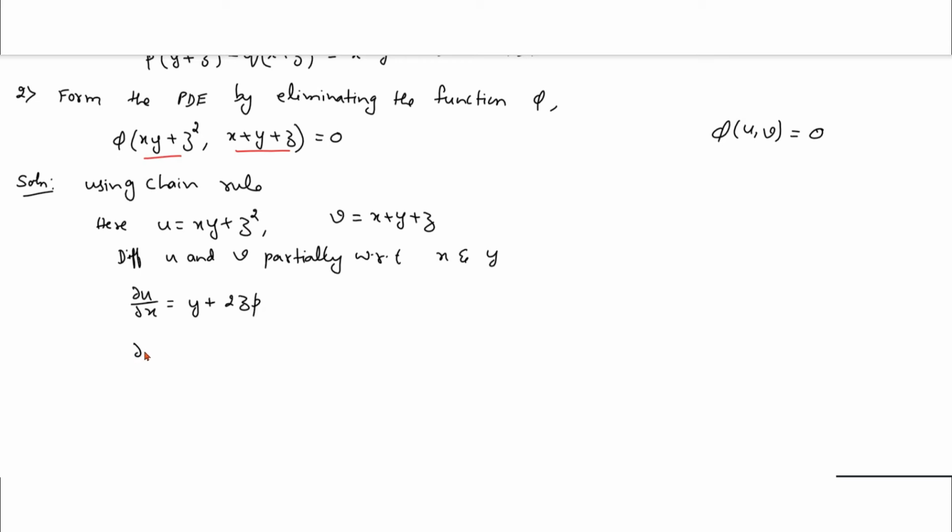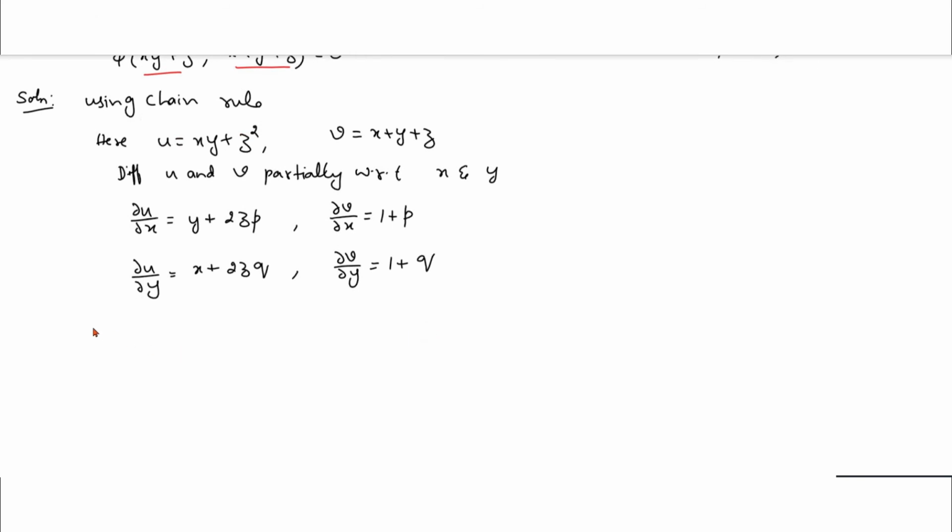Then dou u by dou y will be equal to, the differentiation of y will be 1, you get x, plus the differentiation of z square will be 2z, and the differentiation of z with respect to y will be dou z by dou y, and that is taken as q. Then we have dou v by dou x equal to, the differentiation of x will be 1, the differentiation of y will be 0, the differentiation of z with respect to x will be dou z by dou x, and its value will be p. Then dou v by dou y is equal to 1 plus dou z by dou y, and its value will be q.